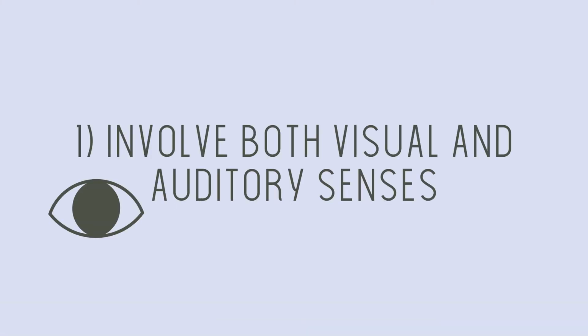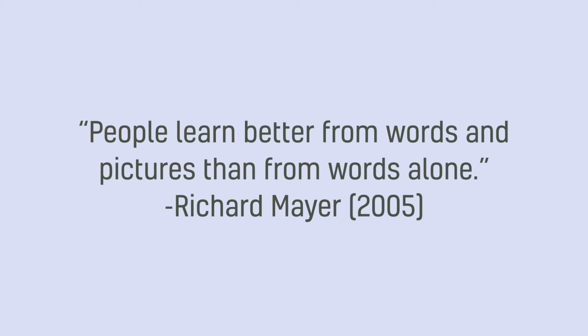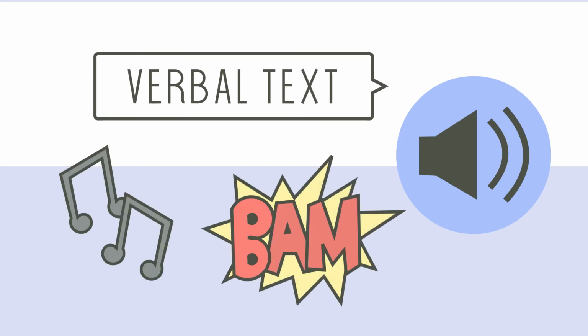Step 1. Involve both visual and auditory senses. As Richard Mayer, one of the leading researchers in multimedia learning, has said, people learn better from words and pictures than from words alone. An effective multimedia involves written text and pictures, such as static images, animation, and video, as well as verbal text, music, or sound effects.